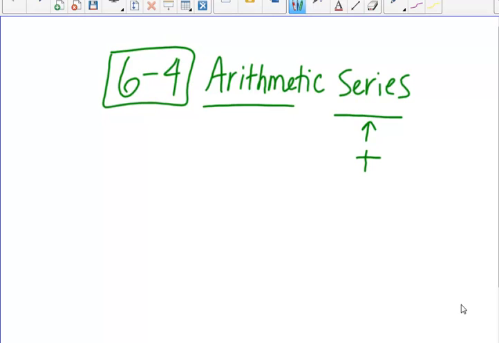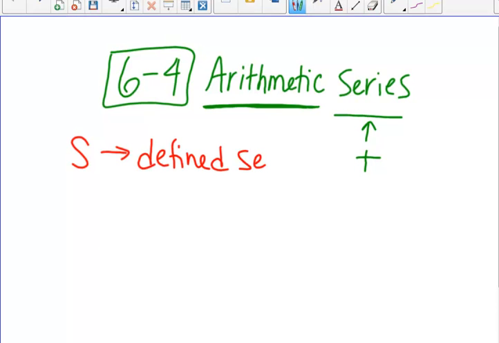And when we see that word arithmetic, we know that from one term to the next we are going to be continuously adding the same number, or we could be continuously subtracting the same number. Just a couple other definition type things. Series are often denoted with an S, so a defined series will be defined using an S. So you can get used to that notation.